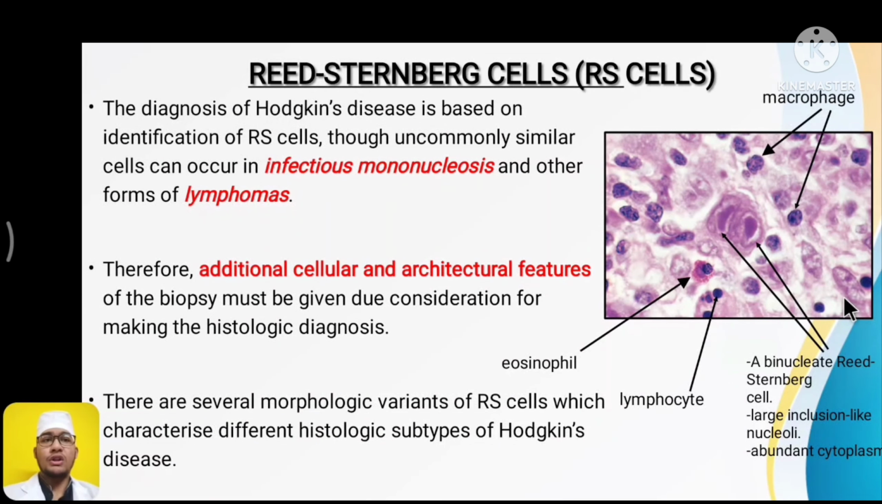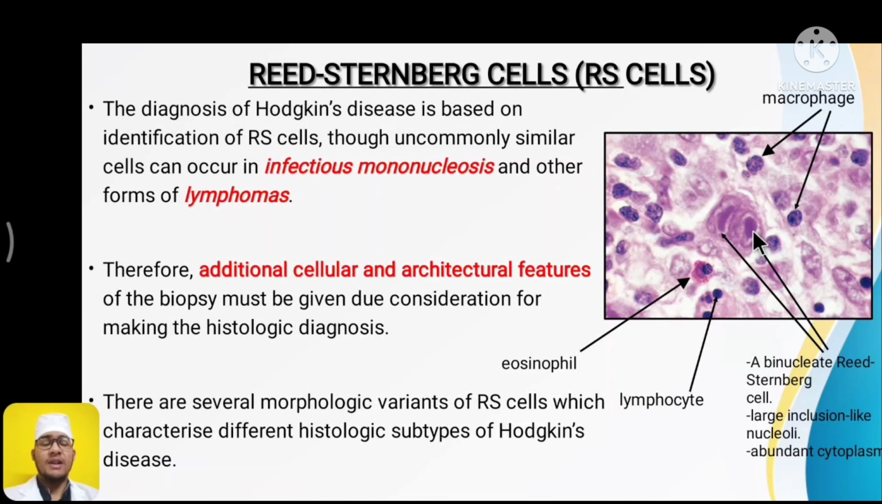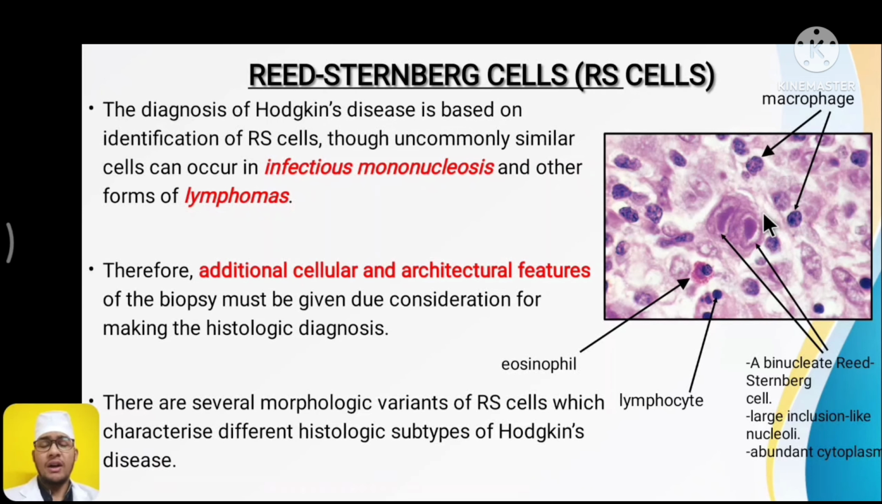Reed-Sternberg cells, also called the RS cells. Here is a typical example of an RS cell, which is binucleated with large inclusion-like nucleoli and abundance of cytoplasm. There are several morphologic variants of RS cell characterized by different histologic subtypes of Hodgkin's disease. Let's see them one by one.